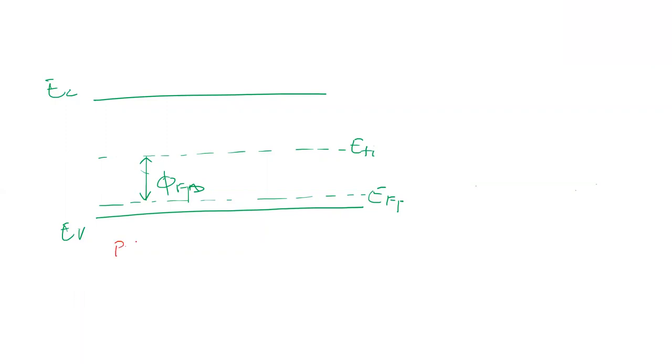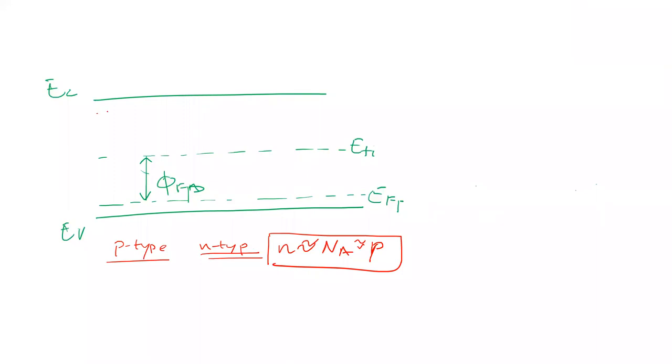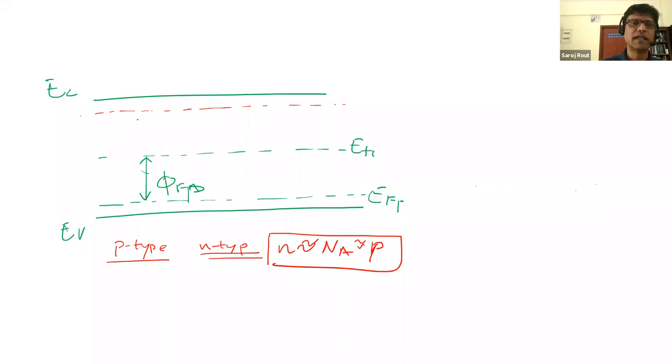So this is a p-type, and let's say I'm going to overlay. I wanted an n-type with the same electron concentration as the concentration of holes in this p-type material, which is Na. If I want this, where should this Fermi level exist? Near the conduction band, correct. And how high should it be from the intrinsic level? Exactly, phi FP.